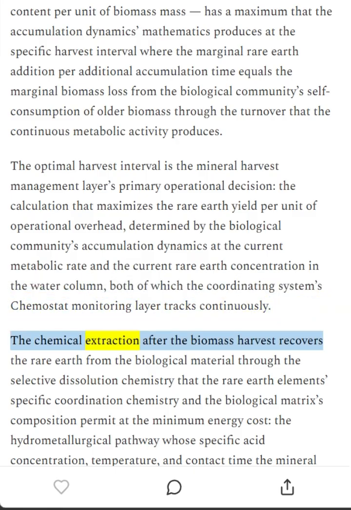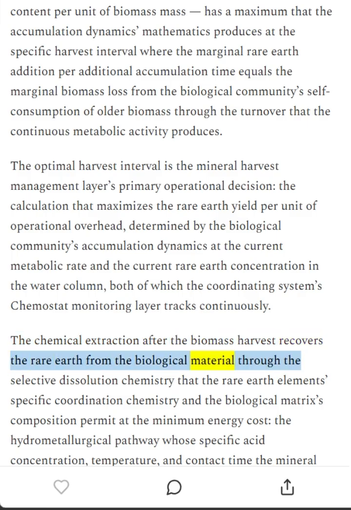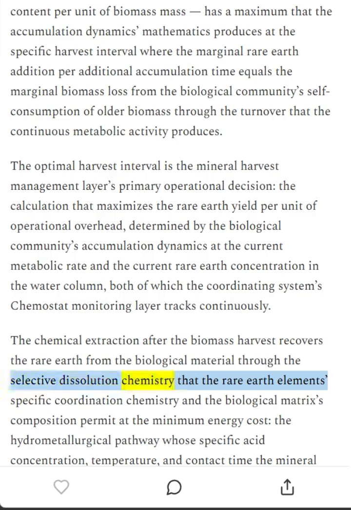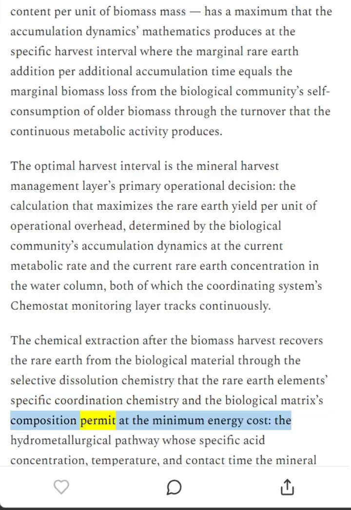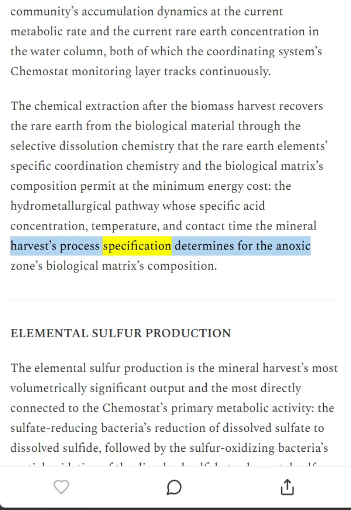The chemical extraction after the biomass harvest recovers the rare earth from the biological material through the selective dissolution chemistry that the rare earth element's specific coordination chemistry and the biological matrix's composition permit at the minimum energy cost. The hydrometallurgical pathway, whose specific acid concentration, temperature, and contact time the mineral harvest process specification determines for the anoxic zone's biological matrix's composition.